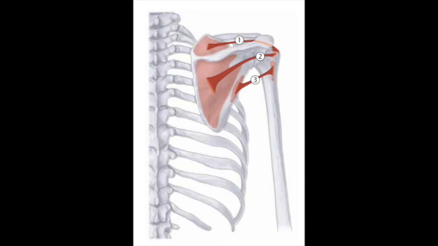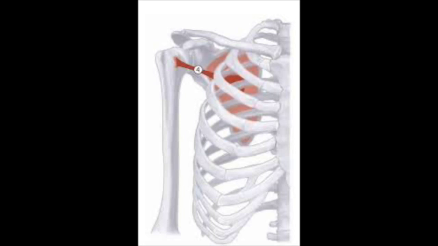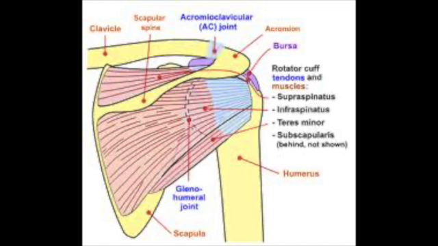The rotator cuff consists of four primary muscles, including the supraspinatus, the infraspinatus, the teres minor, and the subscapularis. All of these muscles have unique shapes and they all extend from the scapula to the humerus, and they are also involved in rotating or moving the shoulder in some way.